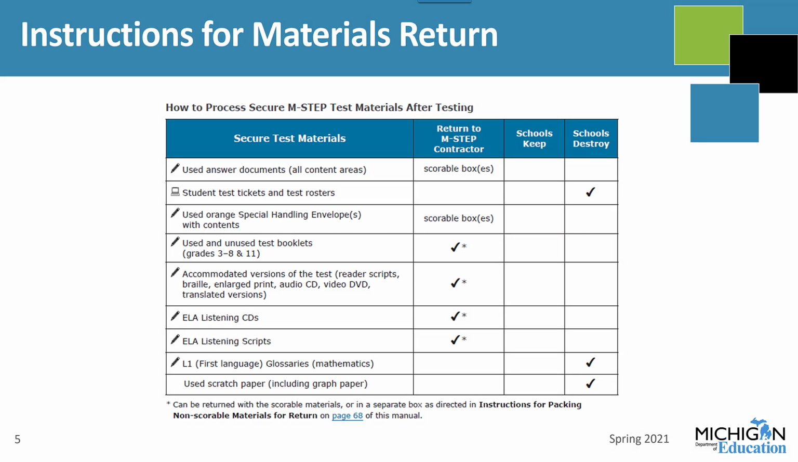And next we have the secure materials that need to be destroyed. This includes test tickets and rosters, L1 glossaries for mathematics, and used scratch and graph paper that all need to be securely destroyed after testing.